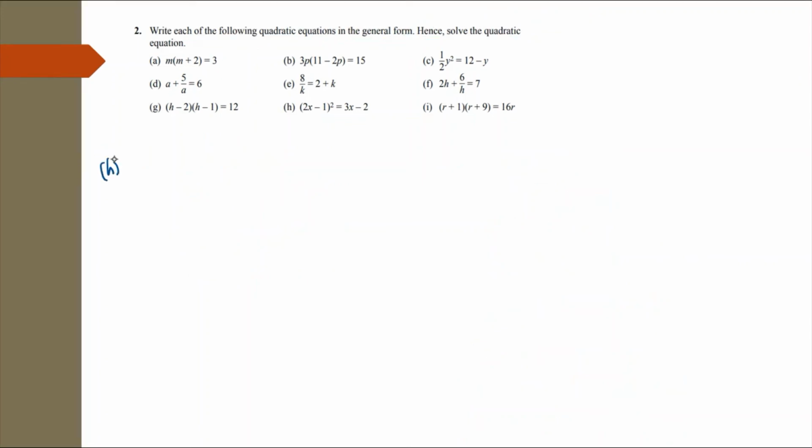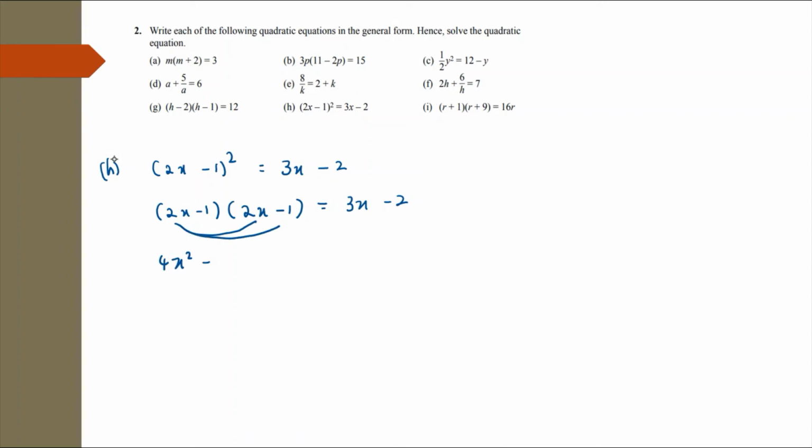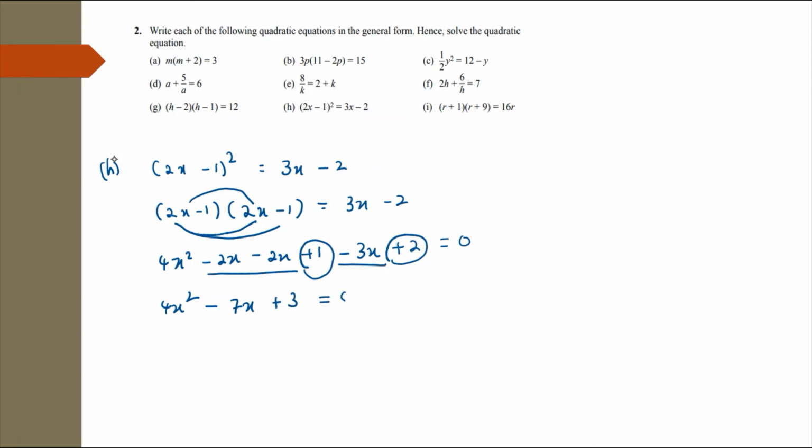2h. Okay, (2x - 1) squared is equal to 3x minus 2. What is the meaning of squared? We double the (2x - 1). We write it twice, equal to 3x minus 2. So then we expand, we get 4x squared, we get negative 2x, negative 2x, then plus 1, minus 3x plus 2 equal to 0. So 4x squared, we get negative 7x, plus 1 plus 2, we get plus 3 equal to 0.